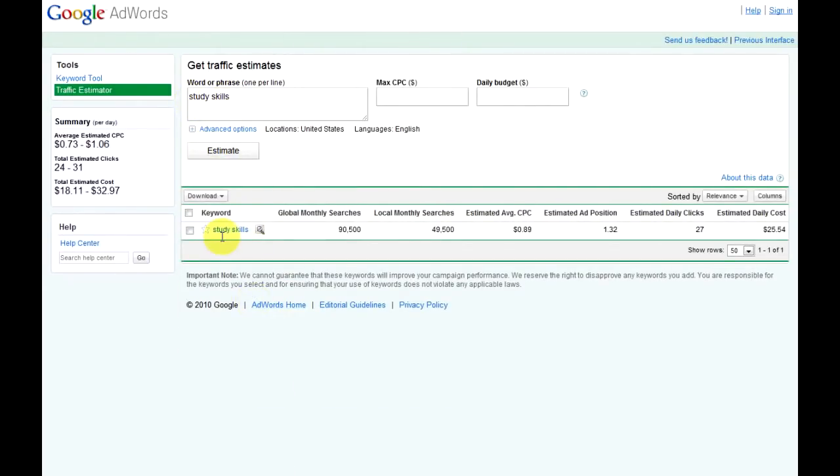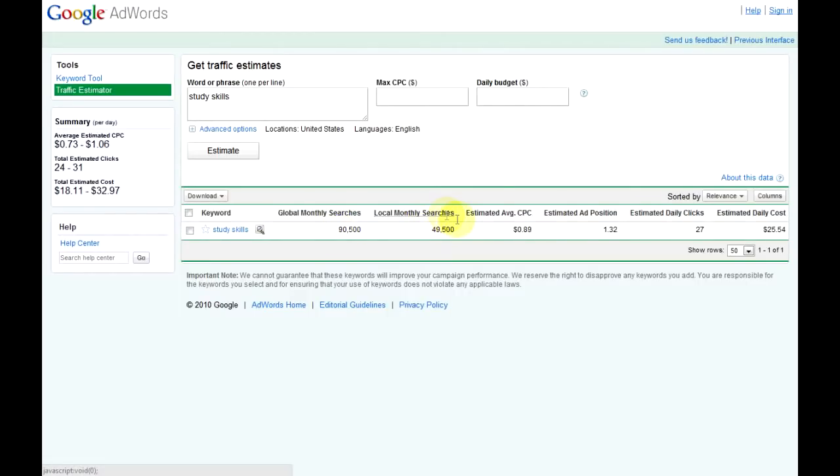So right now, kind of a rough estimate, what this is saying here is about 90,000 people are looking every month for study skills. They type this into Google, come up with study skills. Locally, it's about 50,000. For me, I'm really more concerned about this particular one. Local is also good. We do a lot of worldwide business as well. So, you know, it's good to know that number, but again, half of it local.